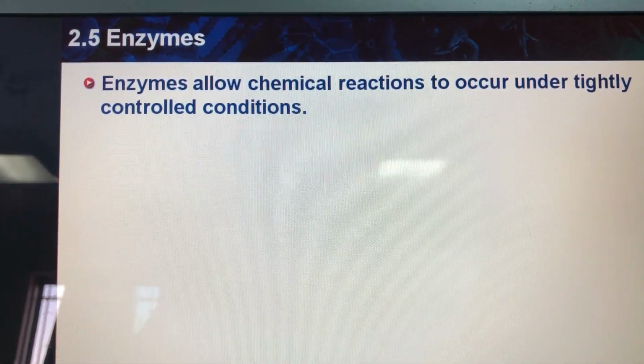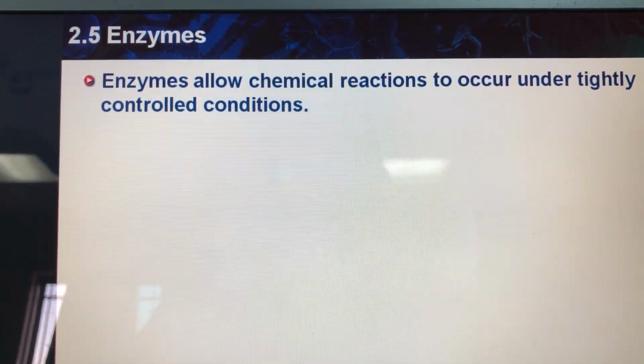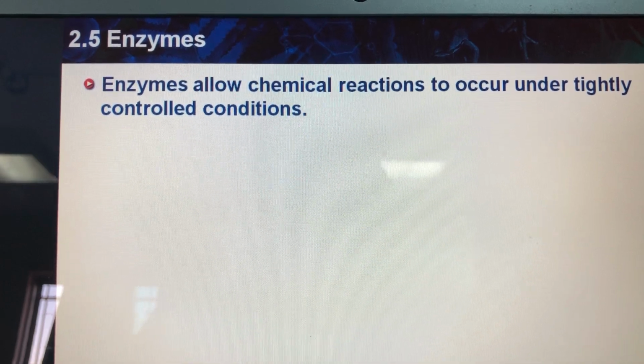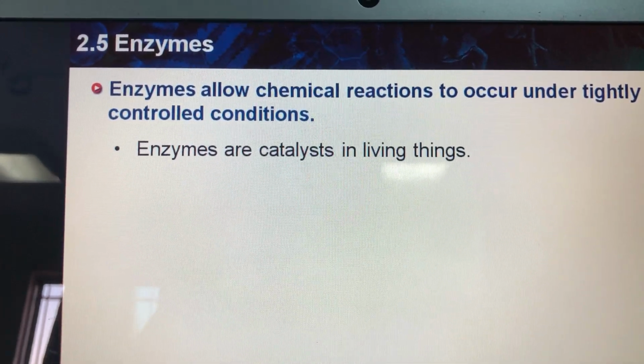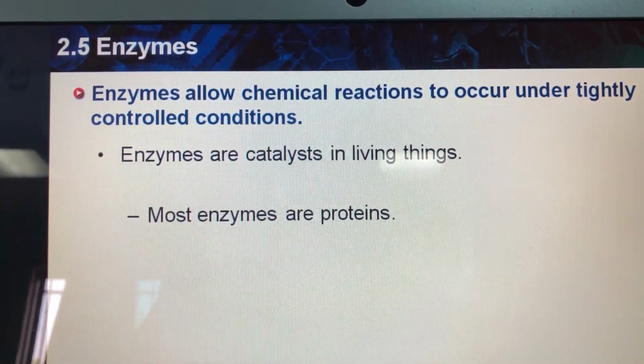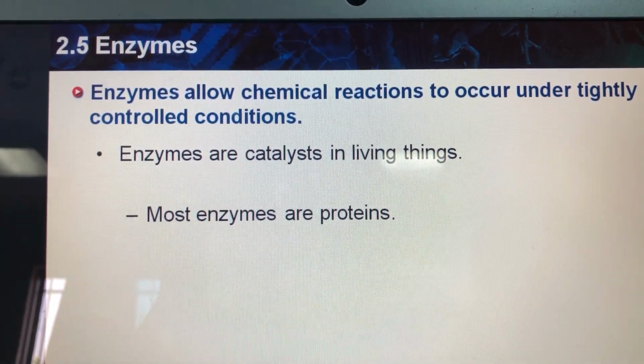Enzymes are types of the catalysts. Enzymes allow chemical reactions to occur under tightly controlled conditions. So enzymes are catalysts in living things, and they are made of protein. Most enzymes are made of proteins.